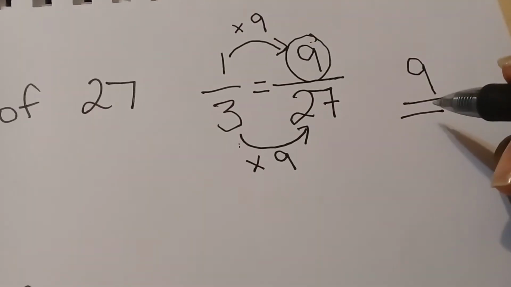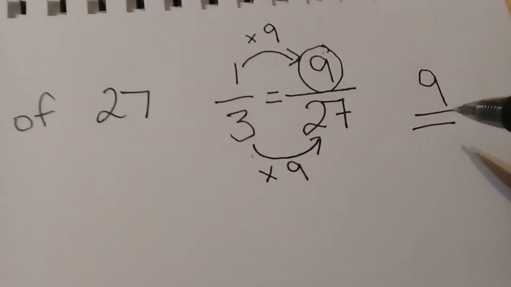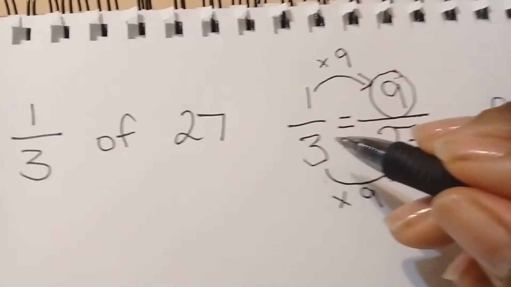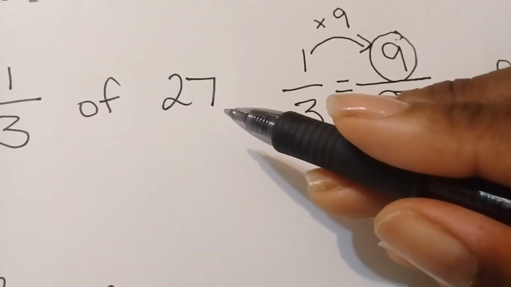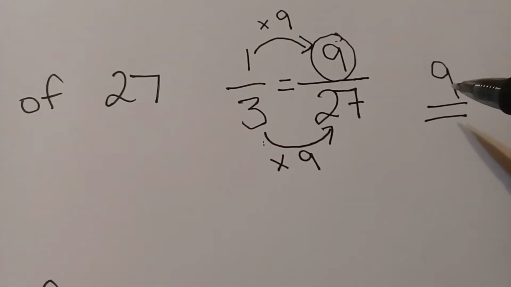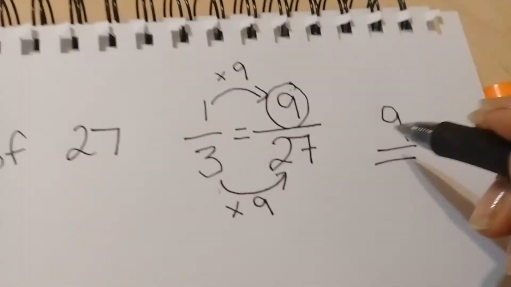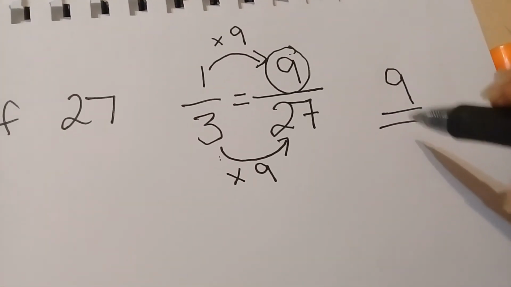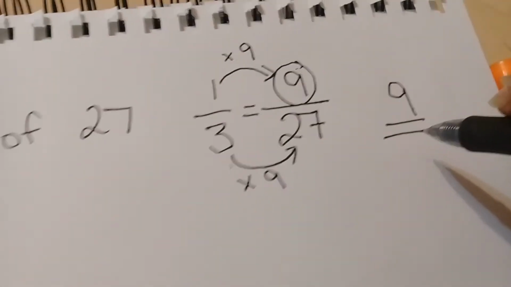This is so important. Do not get tricked into thinking your answer is 9/27, because 9/27 is the same thing as a third. A third of 27 is not a third. A third of 27 is 9. So it's so important that when you do this part, you highlight that your answer is what the numerator is by itself. We'll look at an illustration of that in a moment.